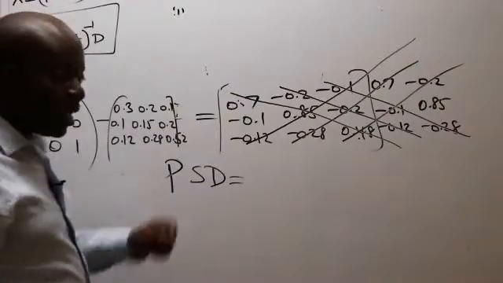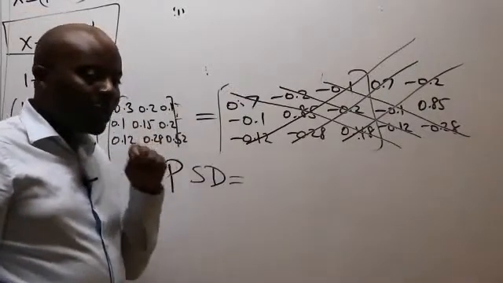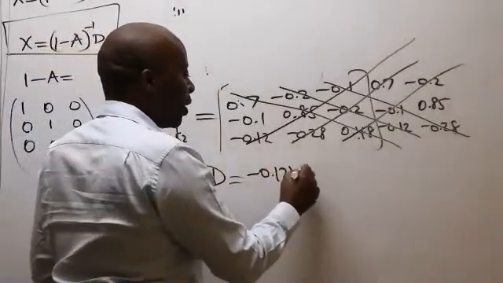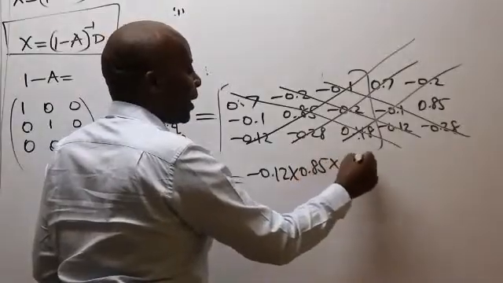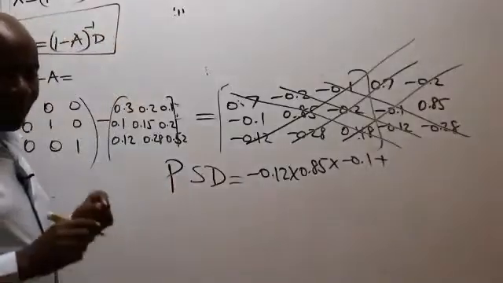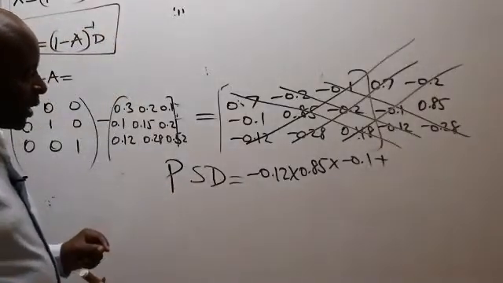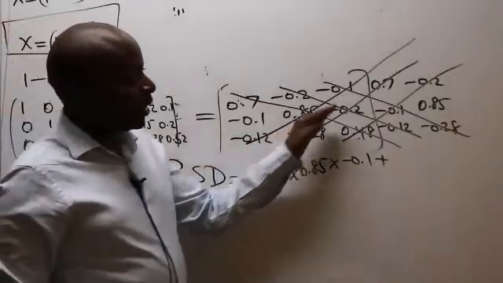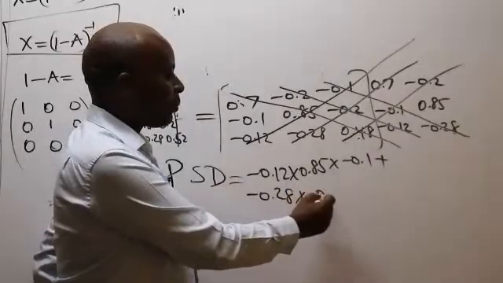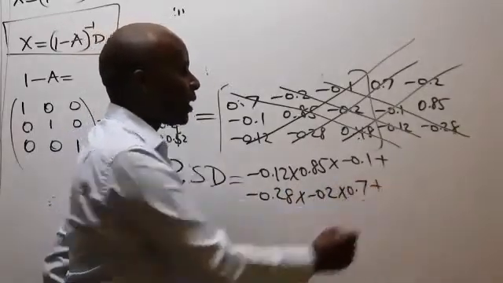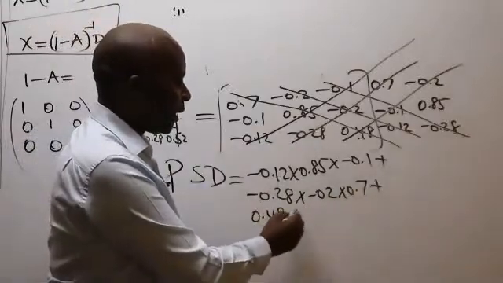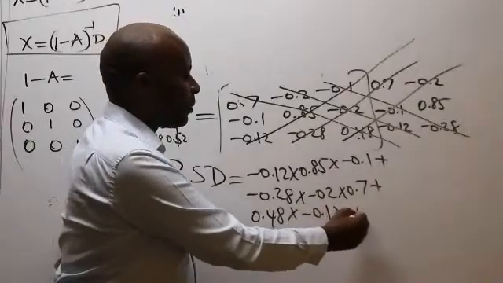So I've got to be very careful not to miss out on a sign. So we have here minus 0.12 times 0.85 times minus 0.1, plus, we come and pick the second one. I can see minus 0.28 times minus 0.2 times 0.7, plus. We go to the third one: 0.48 times minus 0.1 times minus 0.2.